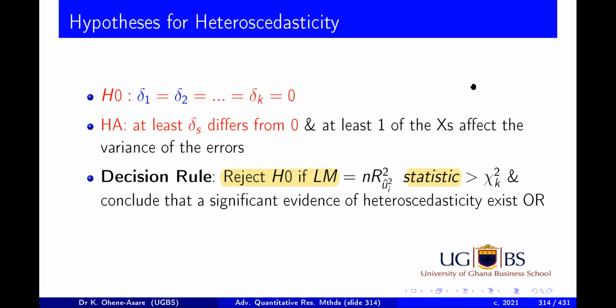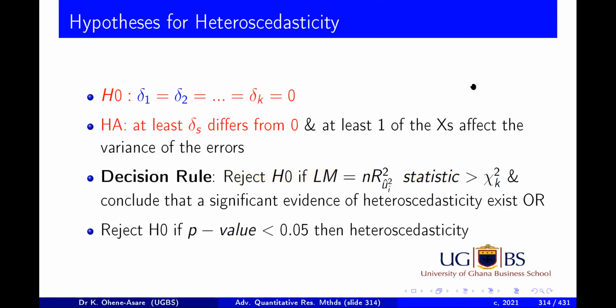So it means that heteroscedasticity exists. That's what you are saying. You are saying that heteroscedasticity exists, because the null hypothesis says homoscedasticity. And so if you reject the null hypothesis, then you are saying that there is no homoscedasticity.